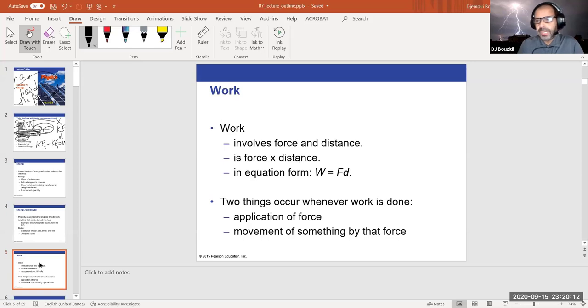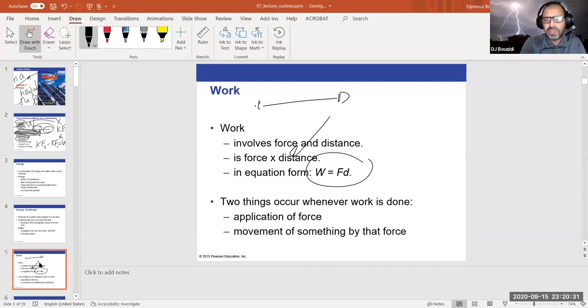So work involves displacement. The formula for work is force times displacement, not distance, displacement. Okay. So this is really what it is. I know it says in here distance, distance traveled, if you wish. Okay. So assume that there is a force that dragged an object over a certain distance. So this is D, this is the force. Multiply both of them and you get the work.